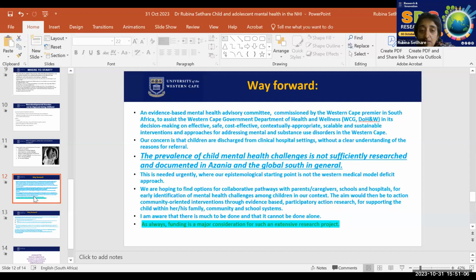The prevalence, as I said, of child mental health challenges is not sufficiently researched and documented in our context and in the global South in general. So there is an urgent need for an epistemological starting point that takes our local context into consideration, our cultural understanding, our community's understanding of mental health, all right? And as always, funding is a major consideration for such an extensive project.